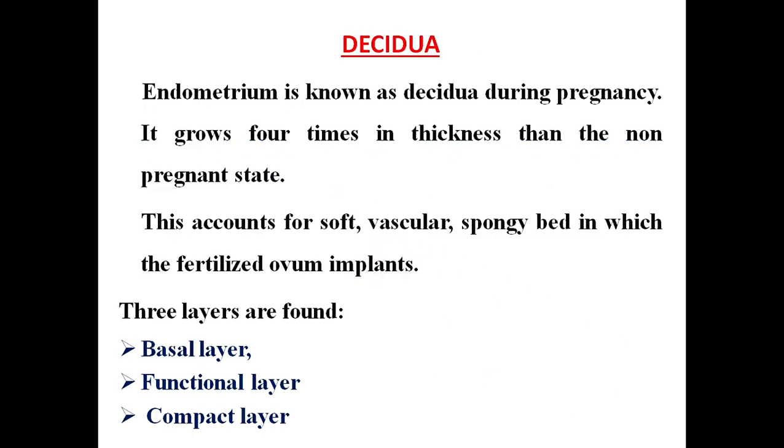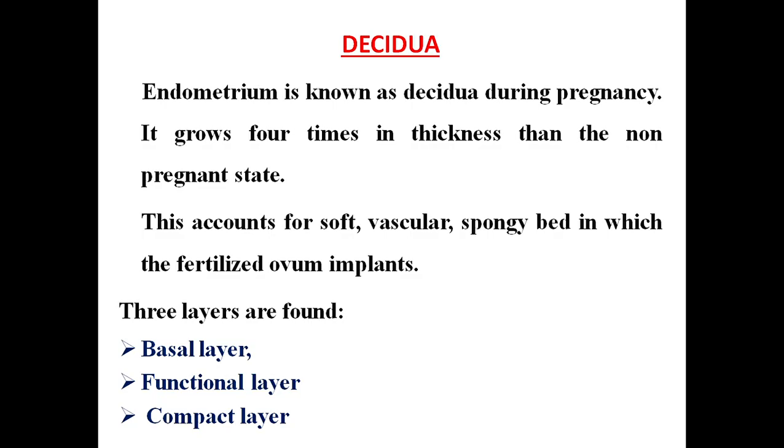Next is the decidua. Endometrium is also known as decidua during pregnancy. It grows 4 times in thickness compared to the non-pregnant stage. So the endometrium is called the decidua during pregnancy. This is an important MCQ question, so you can write it down. It is a soft, vascular, spongy bed in which the fertilized ovum implants.